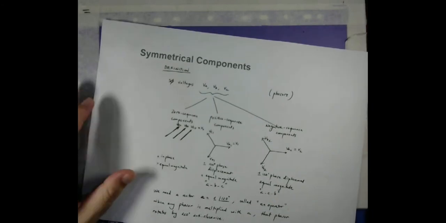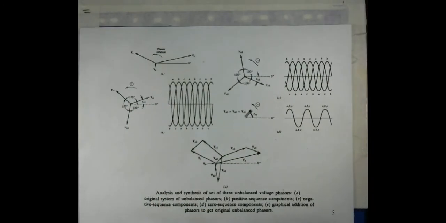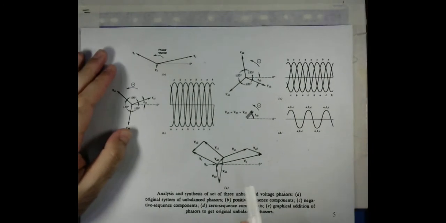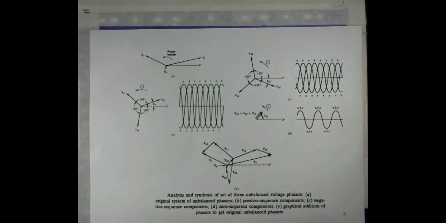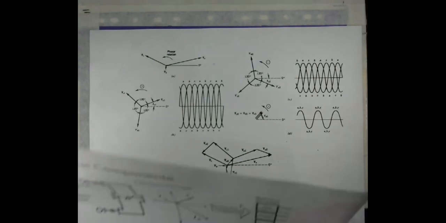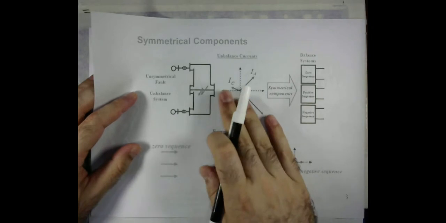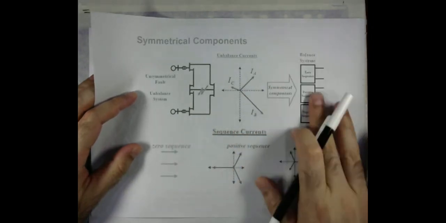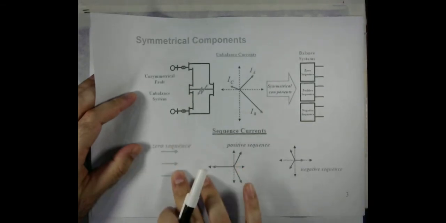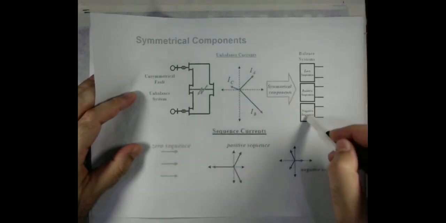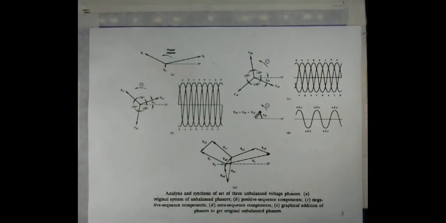So now let me talk about the quantities. As I mentioned even before, if we have unbalanced currents, we decompose them into 3 sets of equal quantities, and those sets are called zero, positive and negative sequence components.